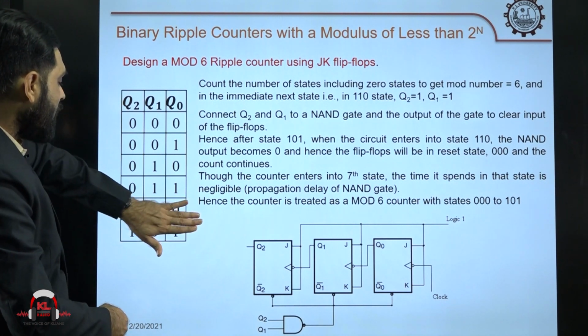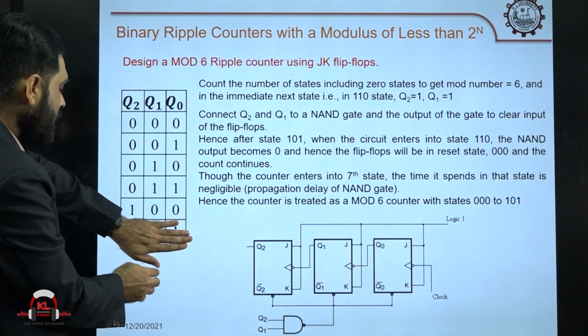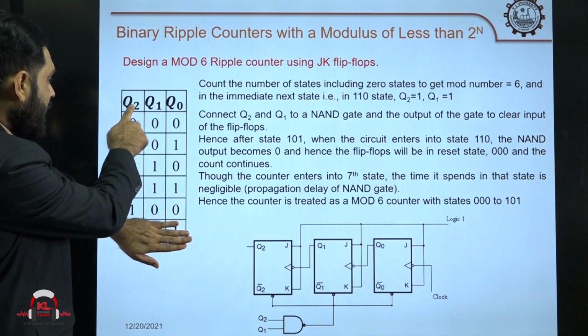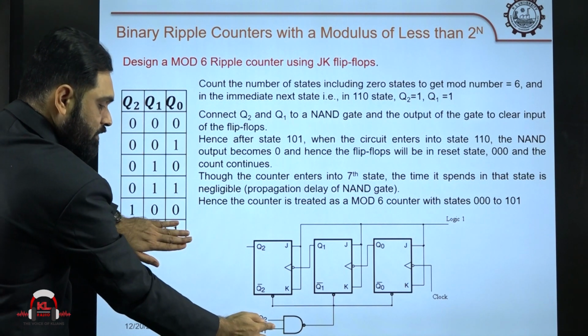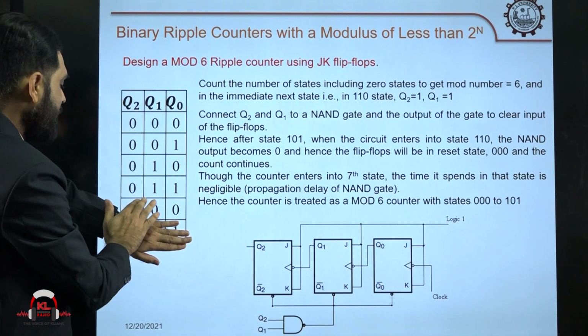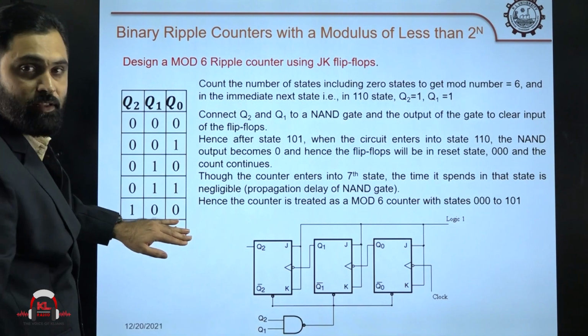Suppose you want to construct a mod 4 counter, then what will you do? You will take it like this. You will connect only Q2. So, you will short these two terminals and connect to Q2. Then what happens? After 4, the fifth value it will not give.